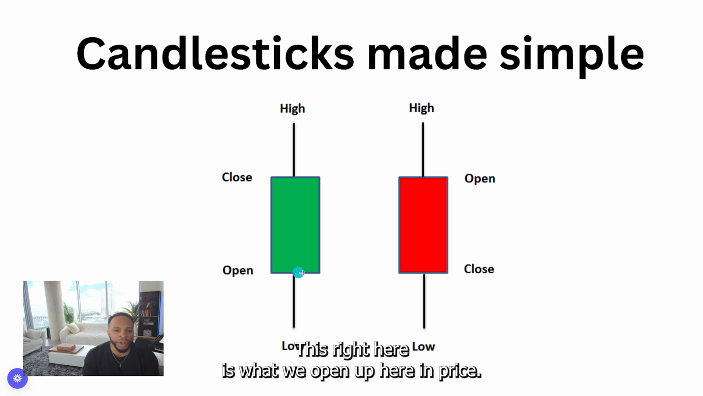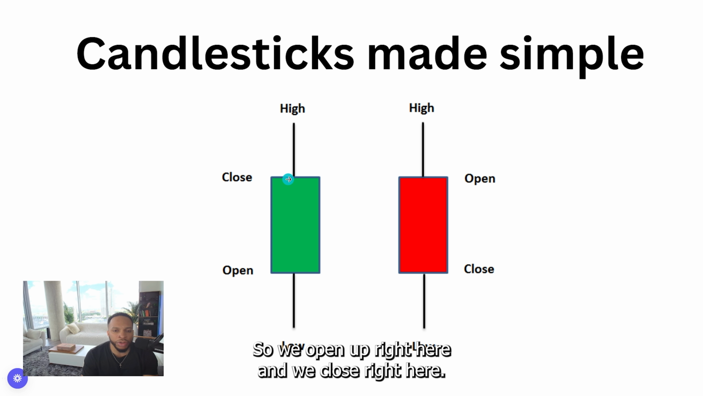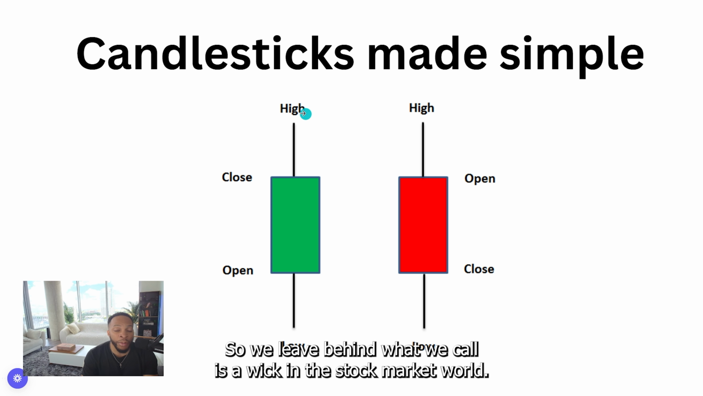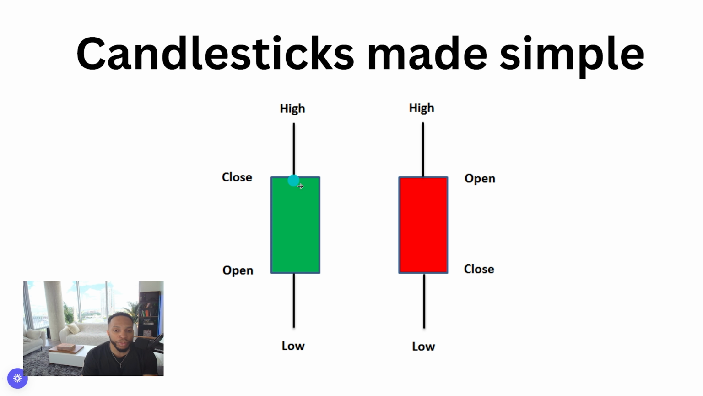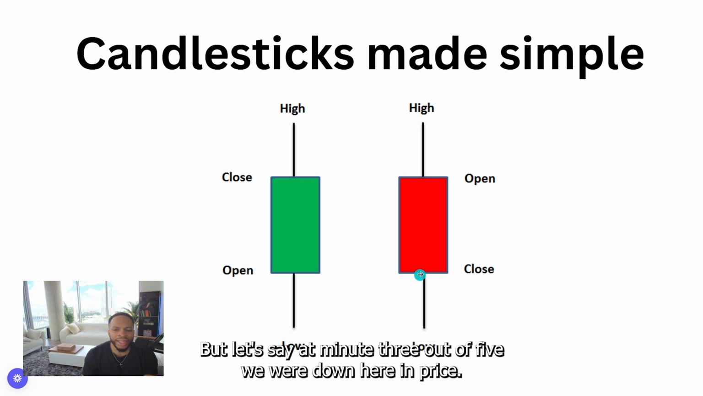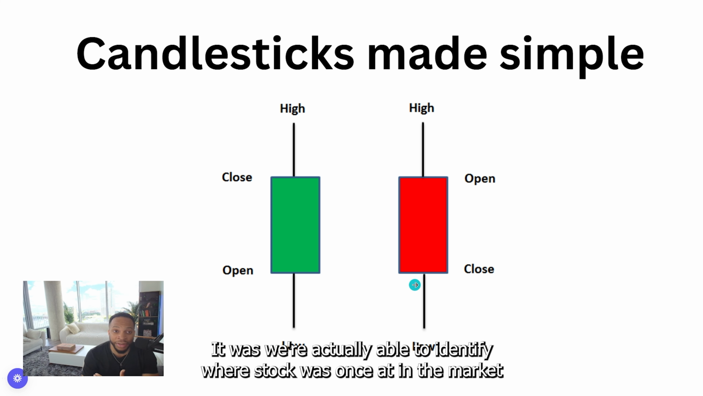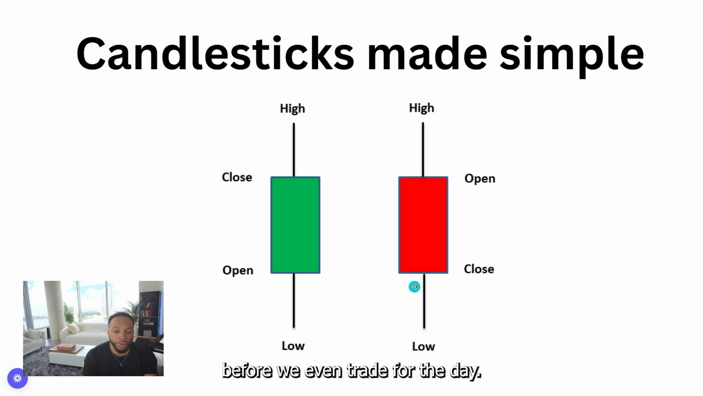Now, this right here is where we open up in price. Let's say right here is a 5-minute candlestick, right? So we open up right here and we close right here. But at some portion of time, we're way up here in price, but we ended up closing down here in price, so we leave behind what we call a wick in the stock market world. Now, in a bearish scenario, we open up right here. Let's say this is a 5-minute candle. We open up right here, we close right here. But let's say at minute 3 out of 5, we were down here in price, but when 5 minutes closed, we closed right here. So again, we're leaving behind a wick in price, and we're able to identify where a stock once was in the market before we even trade for the day.